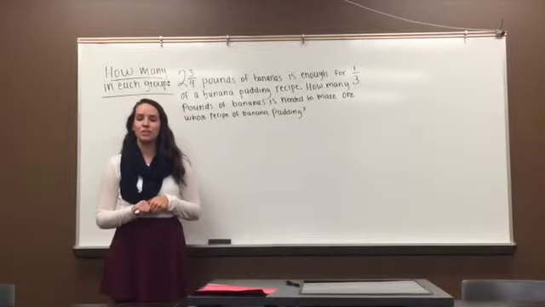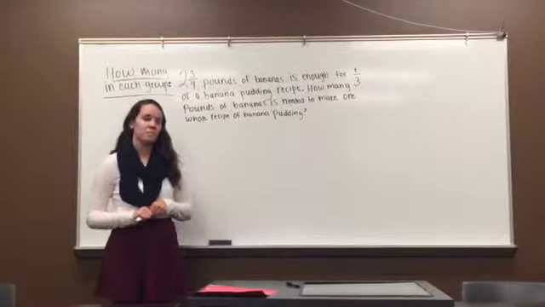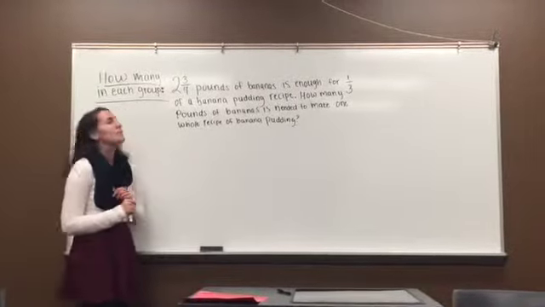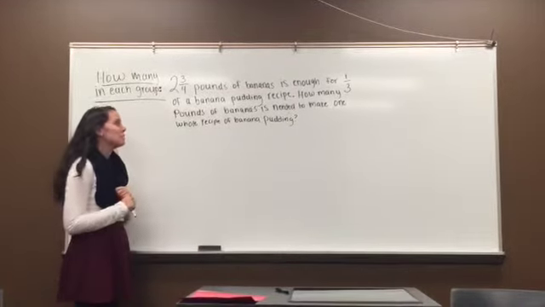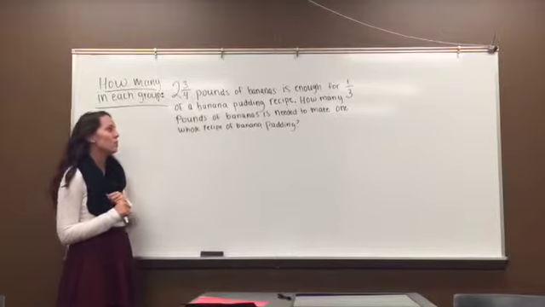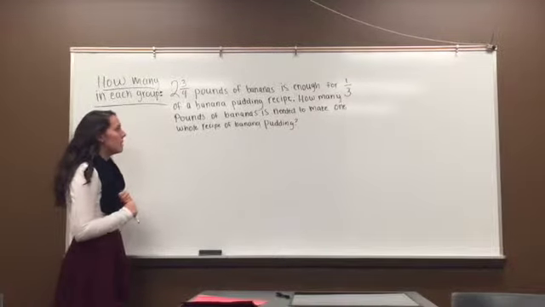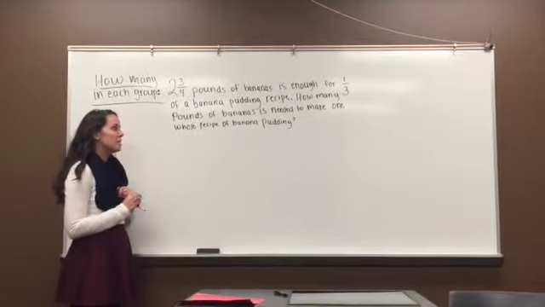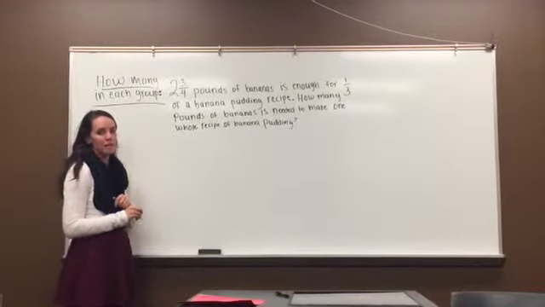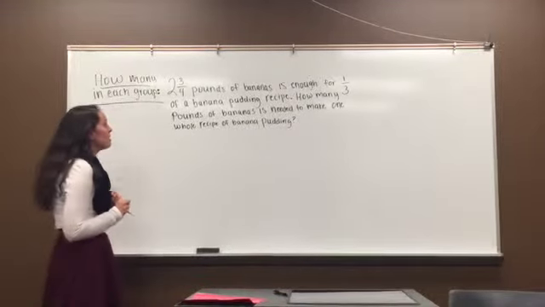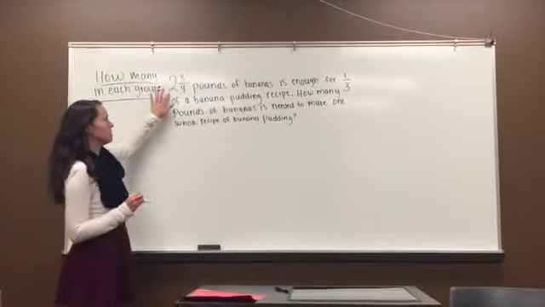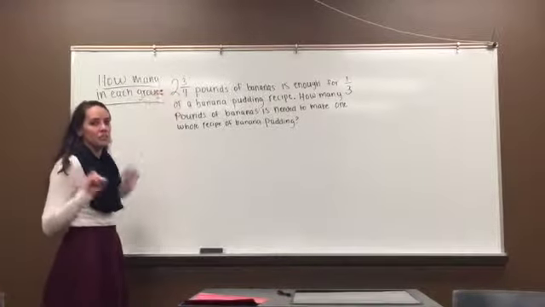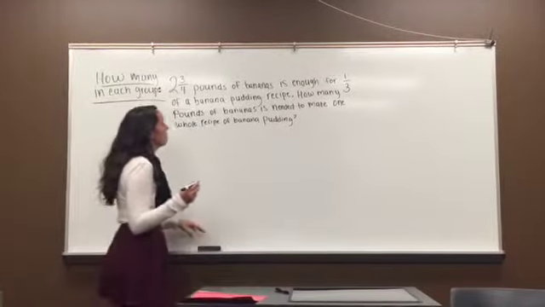Learn how to solve division word problems that have fractions in them. So this problem reads, 2 3/4 pounds of bananas is enough for 1/3 of a banana pudding recipe. How many pounds of bananas is needed to make one whole recipe of banana pudding? So the first thing that we're going to do is convert this mixed number into an improper fraction because it'll make it a little bit easier to work with.